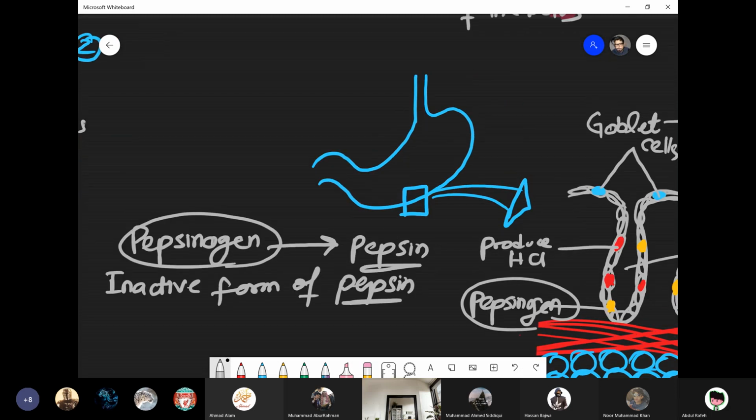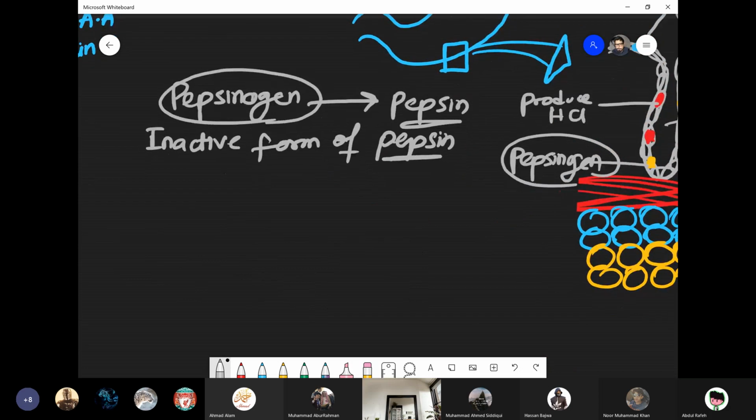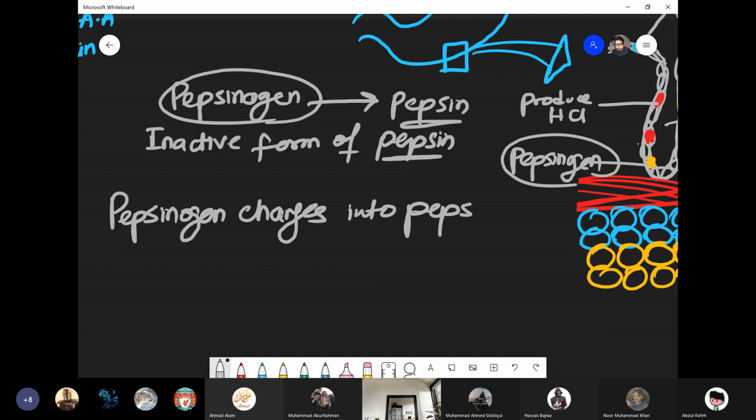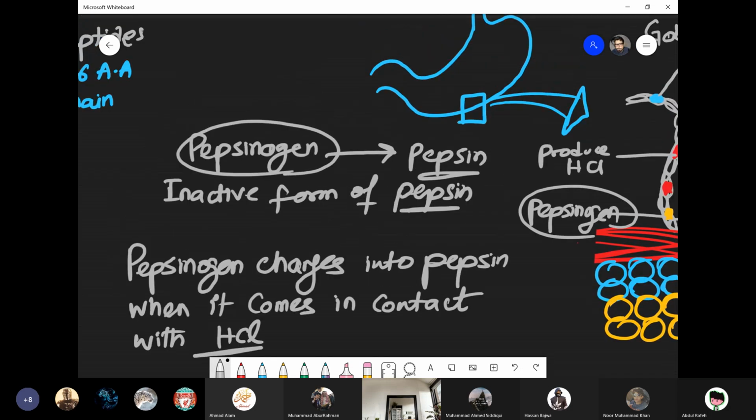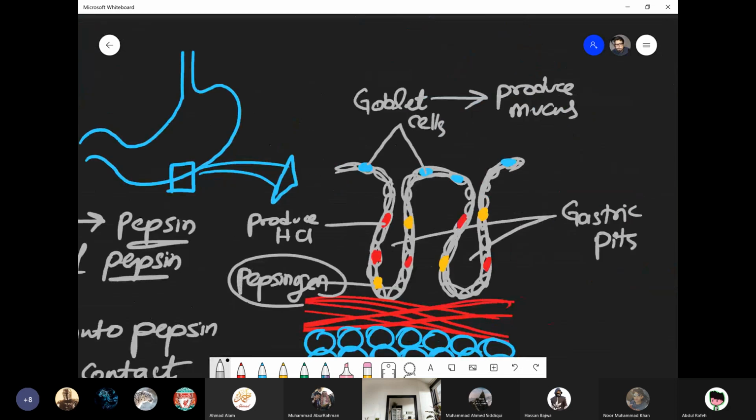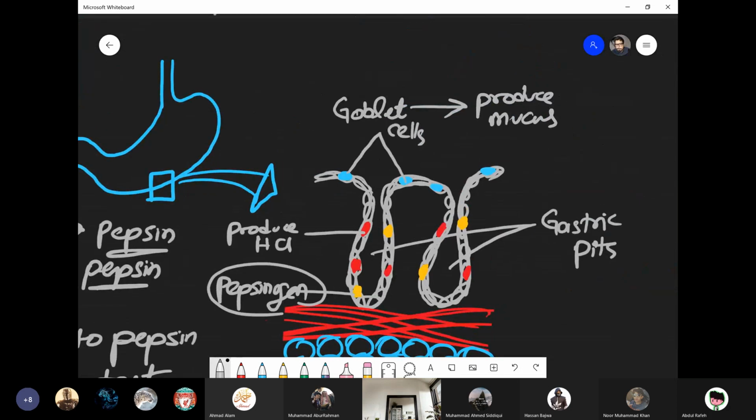Let me write over here so that you remember this: pepsinogen changes into pepsin when it comes in contact with HCl. Right, boys?